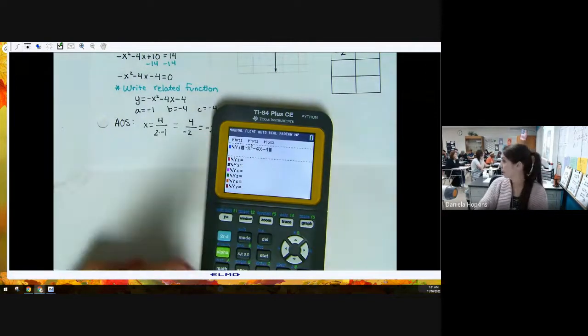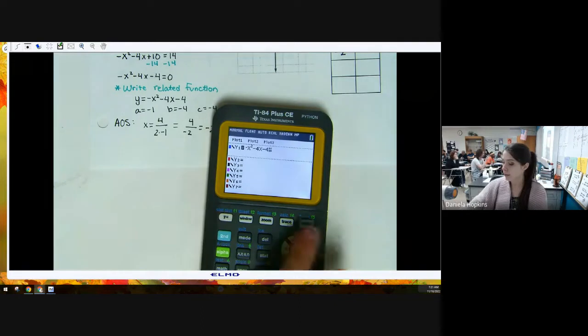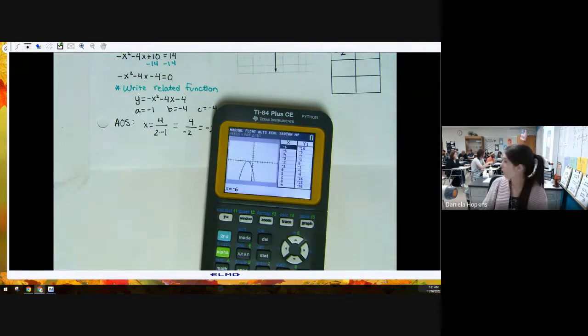All right, now here's the cool thing. You do still have to hit second table, but if you hit second table, it's now going to show you guys your graph and your table at the same time, which is pretty sweet.